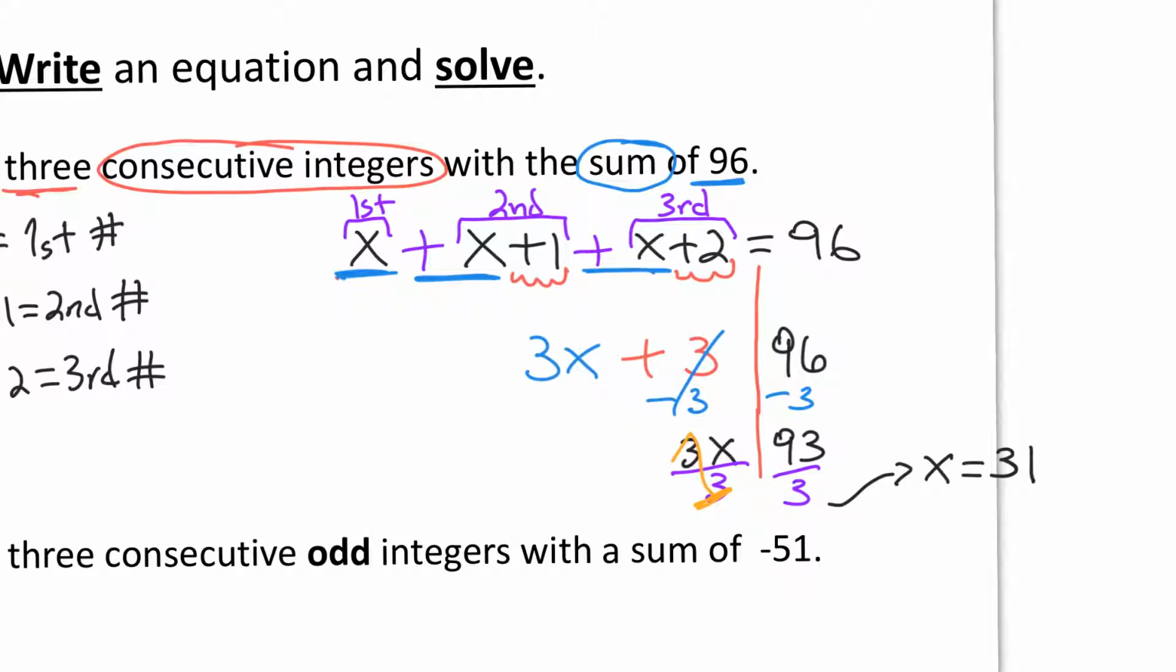So let's use common sense, number sense. We know we're looking for 3 consecutive integers. If the first number is 31, then the next number has to be 32. And the next consecutive integer has to be 33. So my 3 numbers that I'm looking for are 31, 32, and 33. And if you add all those numbers, 31 plus 32 plus 33, that's going to give you 96. The sum of those 3 numbers is 96.